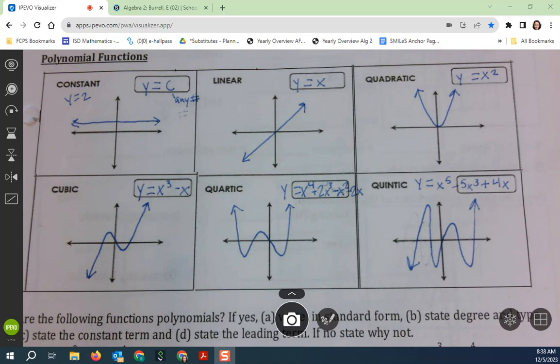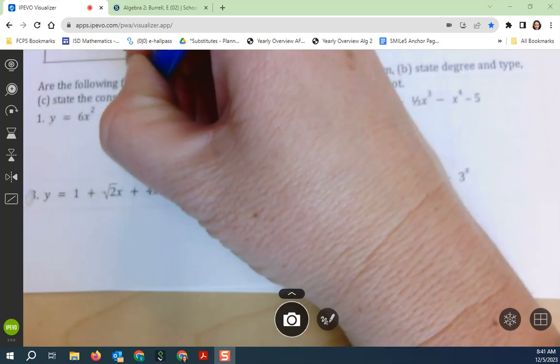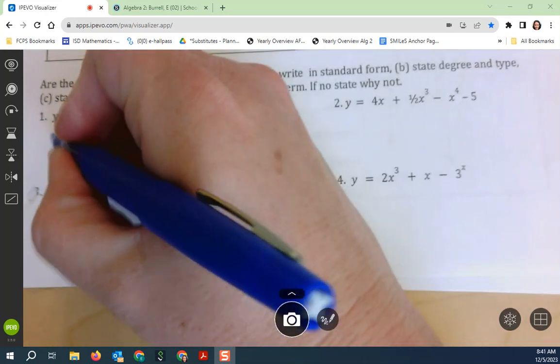Grab your notes and try it a few more times and start to work. Which ones are not polynomials? So I have a vote for 1. Anybody else want to vote for 1 not a polynomial? You agree? Okay. Why is 1 not a polynomial? Nick. Negative exponent. Who agrees? Right. All right. So you cannot have a negative exponent.